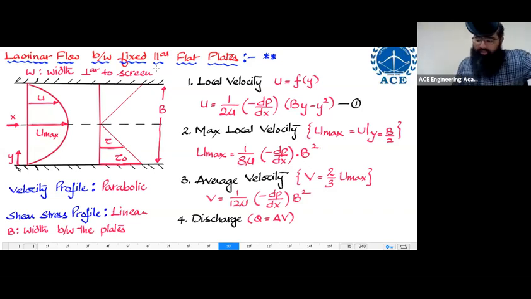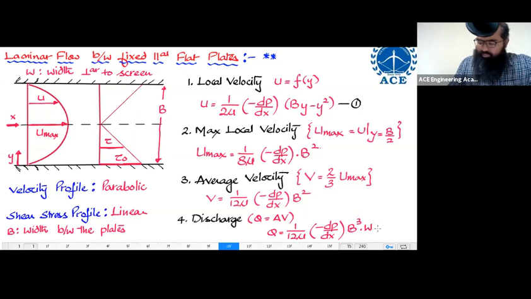So discharge will be equal to how much? The area is B, and the distance perpendicular to the screen is W. So the area is B times W. You are supposed to get discharge equal to 1 by 12 mu into minus dP upon dx multiplied by B cube times W. This was my equation number 2, this is equation number 3, this is equation number 4.